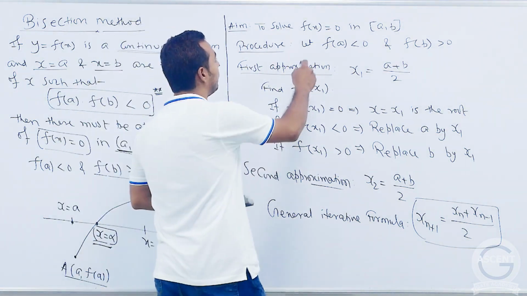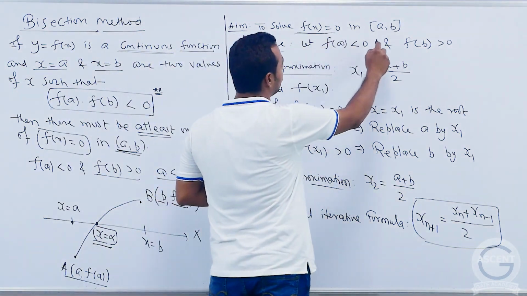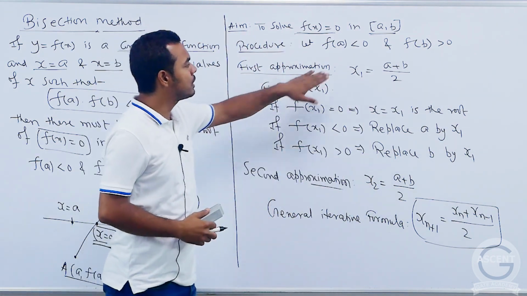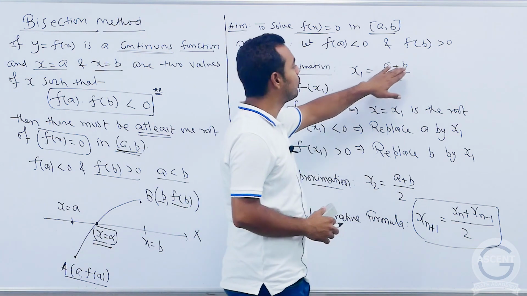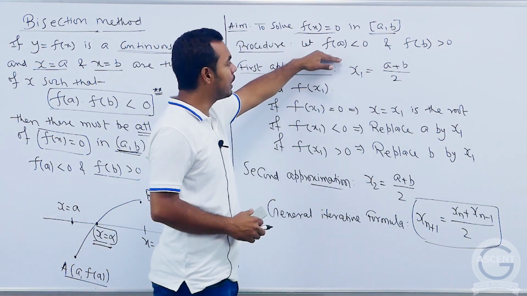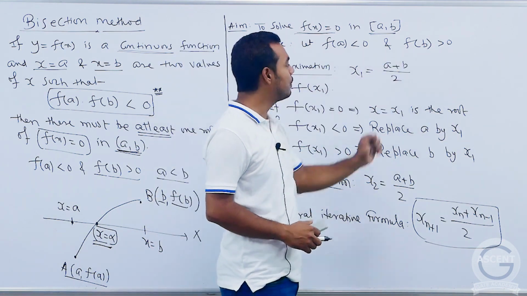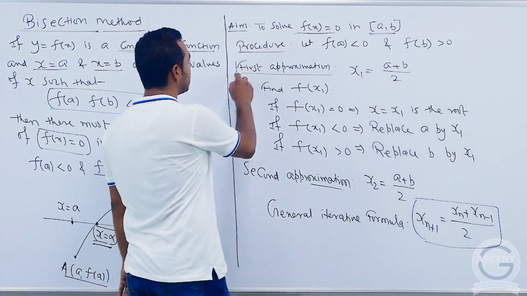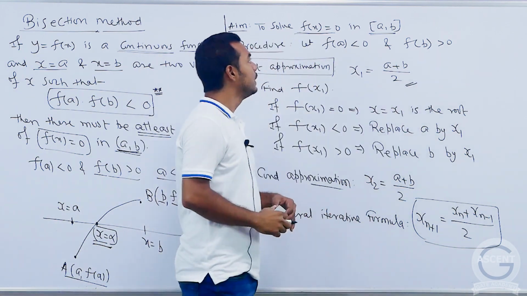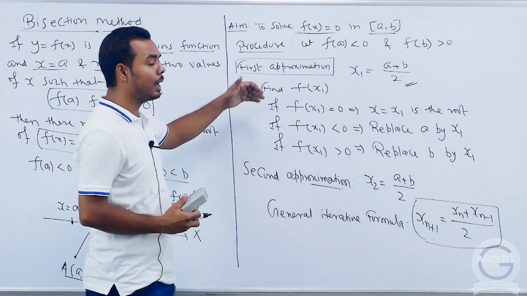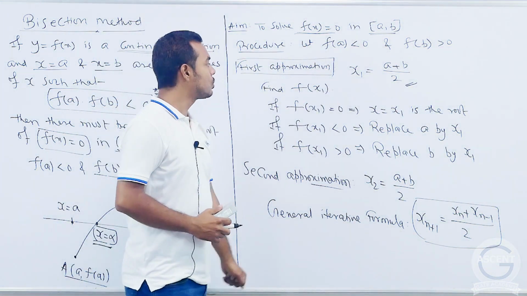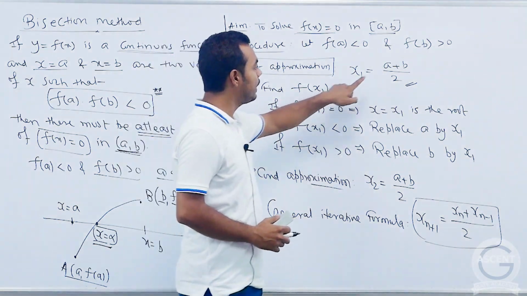So our aim is to solve this equation f(x) equals 0, and the interval given is a to b. Now the procedure will be, suppose f of a is negative and f of b is positive. It can be the other way around also. At one point you should have a negative value, at the other point you should have a positive value. Now our first approximation x1 is simply (a plus b) by 2. See, in numerical methods we are never going to find the actual root, we will always find the approximate root of that equation. So our first approximation will be (a plus b) by 2.